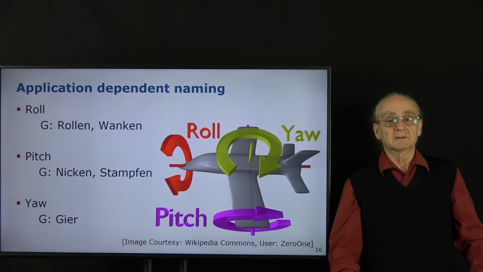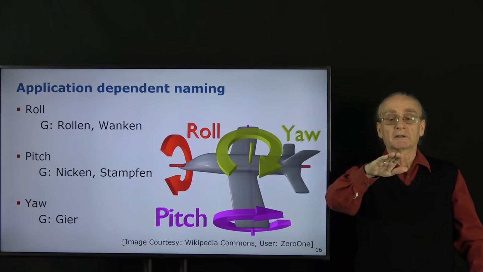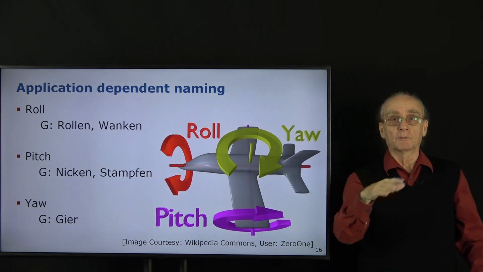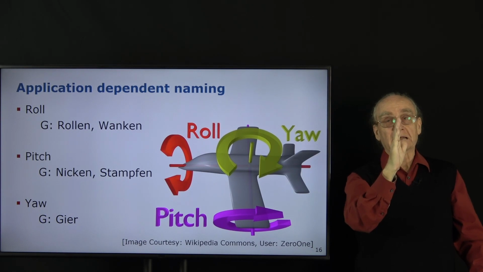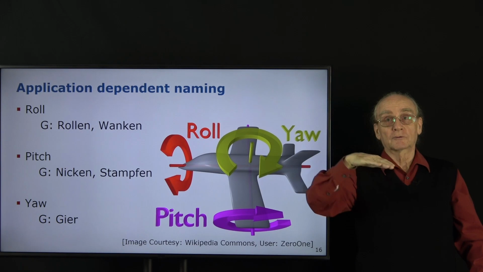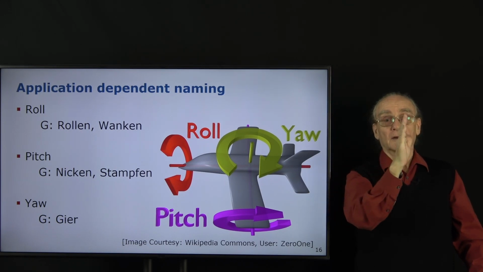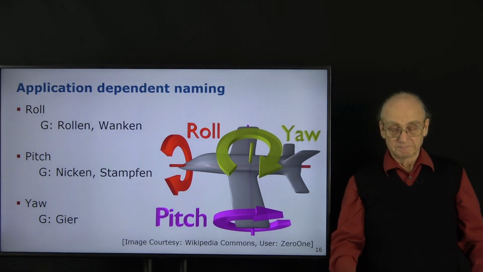Of course, it's interesting what happens if the airplane goes upwards. That means it makes a loop. What happens with the naming of these axes? Do you refer to the original system or to the system in this local frame?